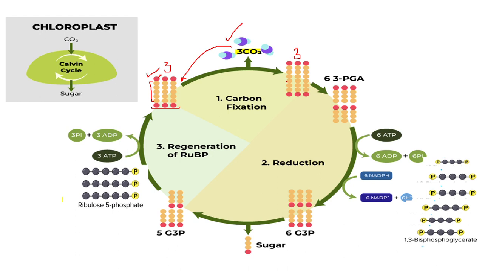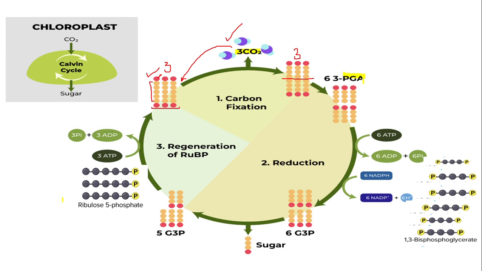Now guys, these compounds are unstable, so they will split from the center, and after splitting there will be the result of another compound that is called phosphoglycerate, or simply phosphoglyceric acid. And you can see that a total of 6 molecules of phosphoglyceric acid are formed, and each molecule of phosphoglyceric acid contains 3 carbons.